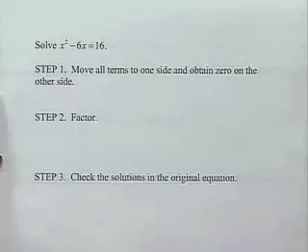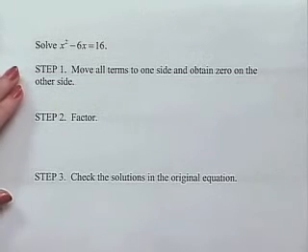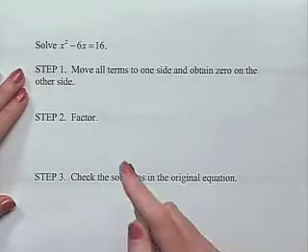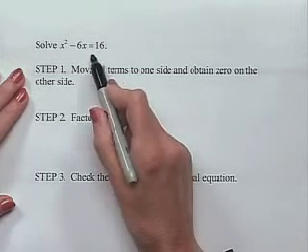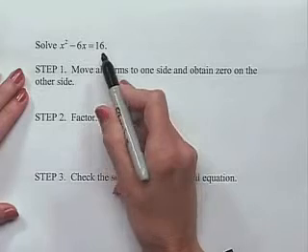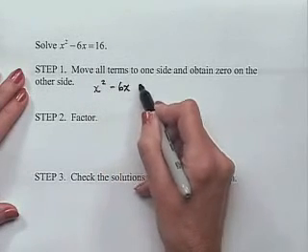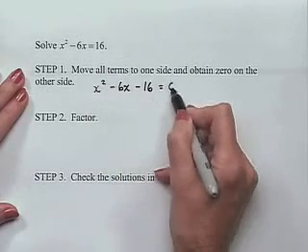Now let's look at how we can use factoring in order to solve a quadratic equation. Solve x squared minus 6x equals 16. We're going to begin in step 1 by moving all terms to one side and obtaining 0 on the other side. We can accomplish this by subtracting 16 from both sides of the equation. We're going to have x squared minus 6x minus 16 equals 0.